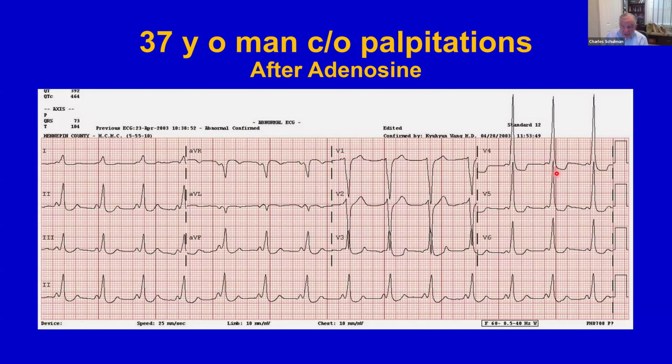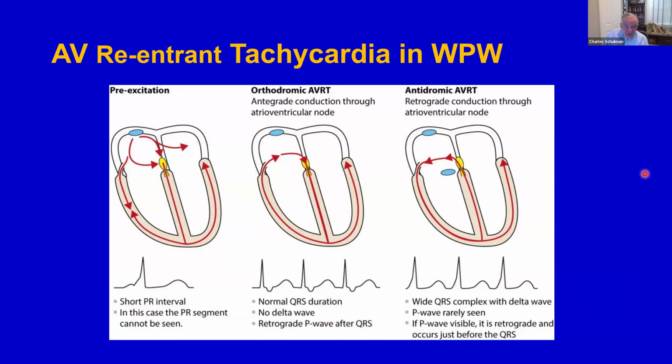And what you can see is a wide QRS complex with the QRS complex encroaching on the P wave. So you have a short PR interval and a slurred upstroke called a delta wave. Good example here. Good example here. And this is a condition called Wolff-Parkinson-White syndrome. This was first described by doctors Wolff, Parkinson, and White in 1930, and bears their name.